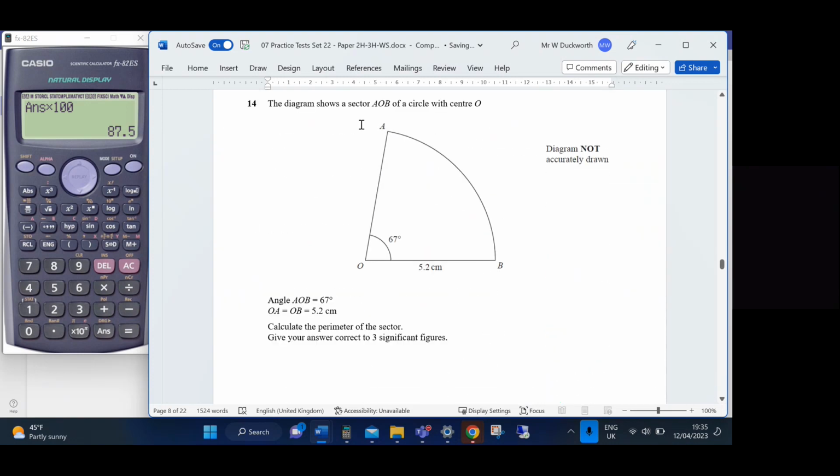Question 14. The diagram shows a sector AOB of a circle with center O. The angle AOB is equal to 67. OA and OB are equal to 5.2. Calculate the perimeter of the sector, giving your answer correct to 3 significant figures.